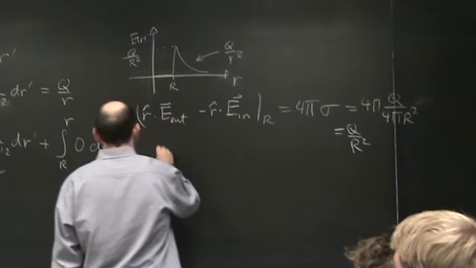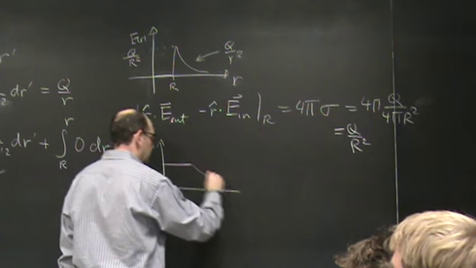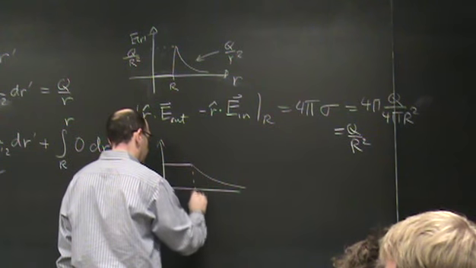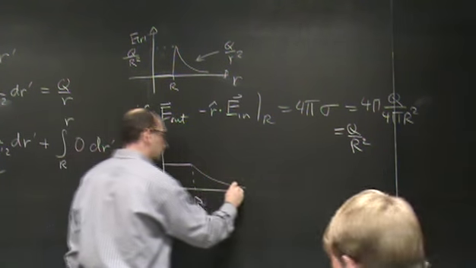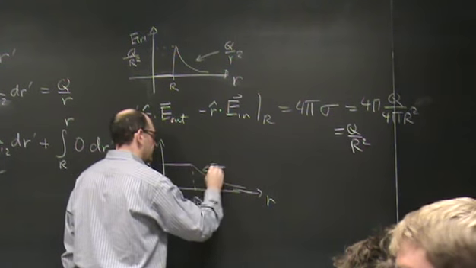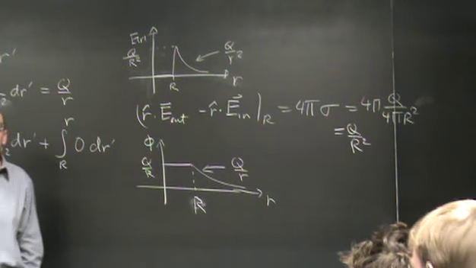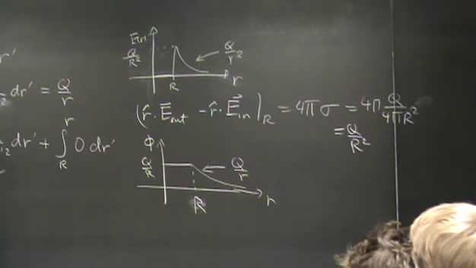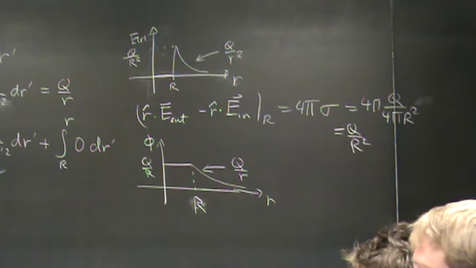Okay, and the potential thus is constant inside the sphere. And then falls off. All right?